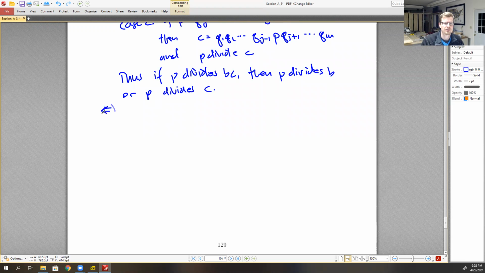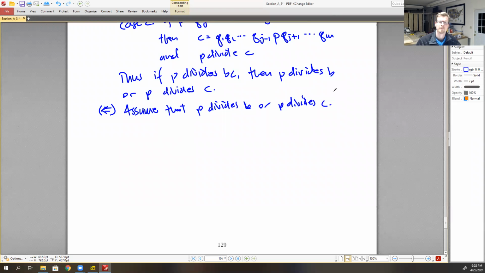So the other direction, we want to assume that P divides B first, alphabetical order. Assume that P divides B or P divides C. All right. Does it matter which one it is? No, because as soon as it's one of them, then we know it divides the product.